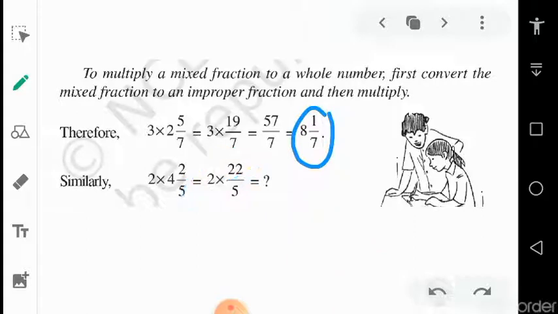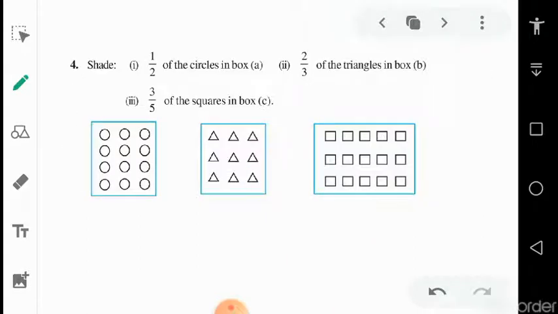Alright, in the next, here is an interesting question which is based upon some figures. See the first block, some circles are given and we have to shade the parts according to the given fraction. Now the first question is half of the circles in the box. So half of the circles in the box means how many circles are there, count them, and then count half of them, then shade them.